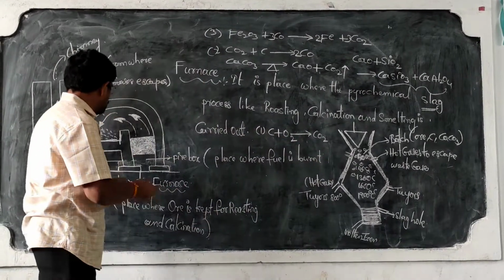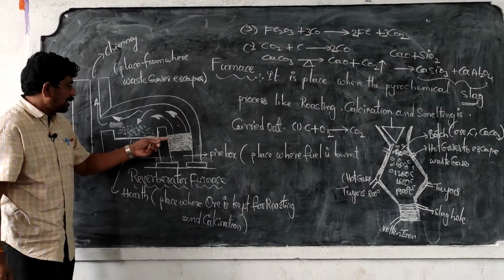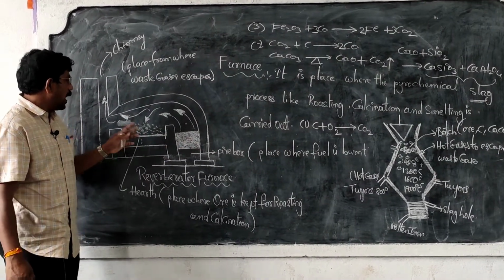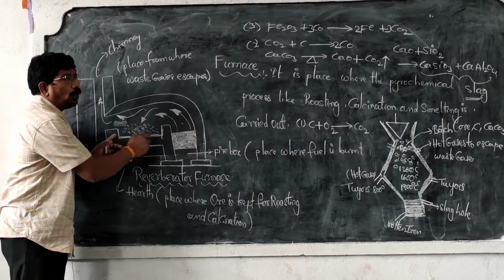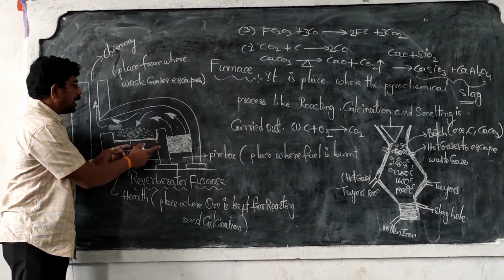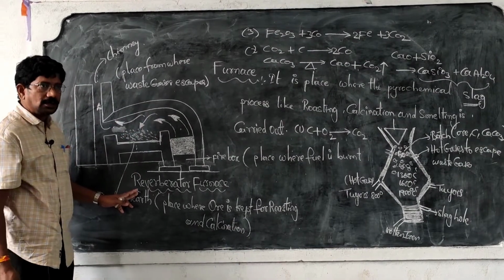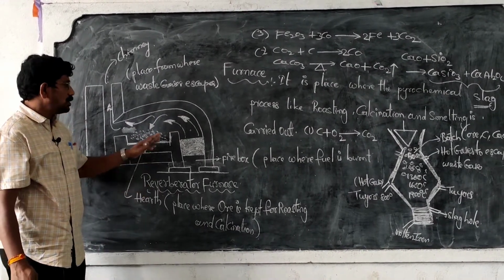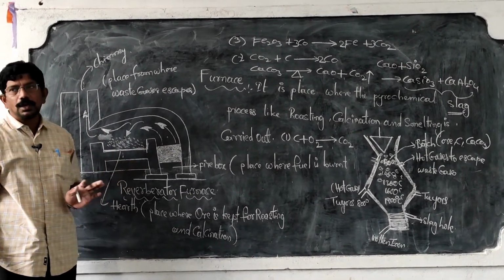Next, here we are talking about the reverberatory furnace. There is a separate place for the firebox where the fuel is burnt, and there is a separate place where the ore is kept. There is no misuse of fuel in the reverberatory furnace. Are you clear about that one? So this is all about the reverberatory furnace and different types of furnaces. Now you make a note of it.